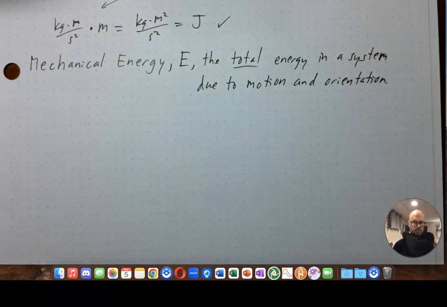Now, orientation is just how are the things organized, right? So if it's a spring, is the spring stretched or not? If it's a ball, is it flying through the air? Is it at rest on the ground? That sort of thing. So how do the forces of gravity and spring forces play into that system?